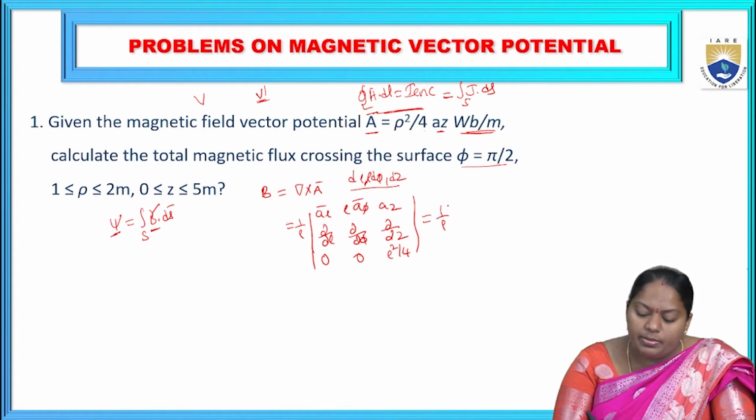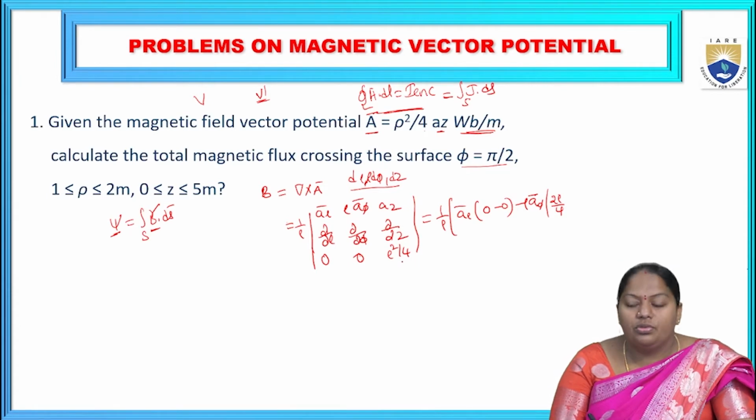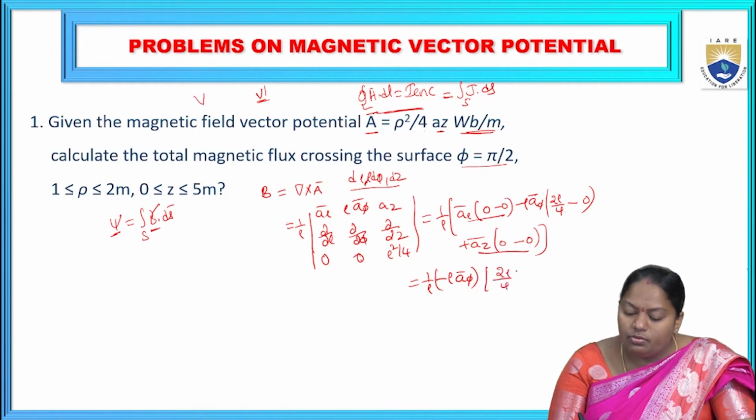Upon expanding this equation, 1 by rho into A rho, dou by dou phi of rho square by 4 is 0, dou by dou z of 0 minus rho A phi into dou by dou rho of rho square by 4, which means 2 rho by 4, minus dou by dou z of 0, 0, plus az into dou by dou phi of this, which will be 0. Then dou by dou rho of 0 becomes 0. So the first component is completely 0 and the third component is completely 0. Now coming to this minus rho A phi into 2 rho by 4, to be obtained.